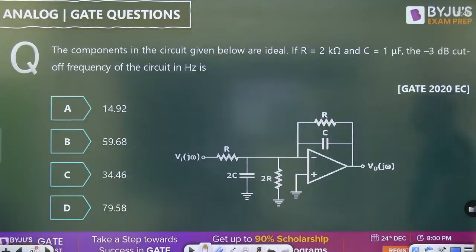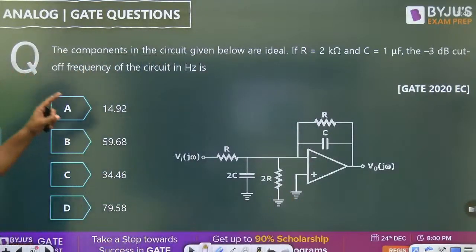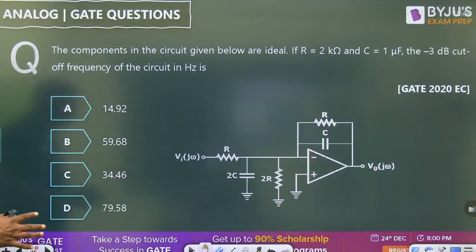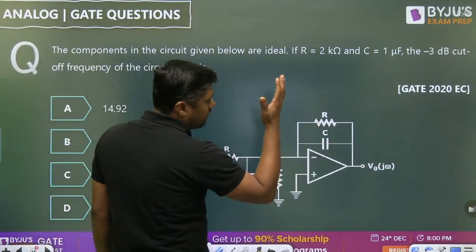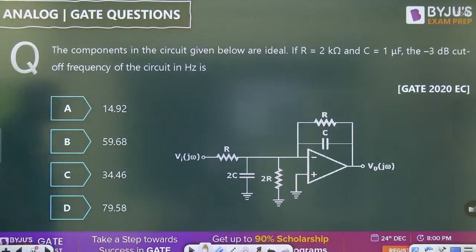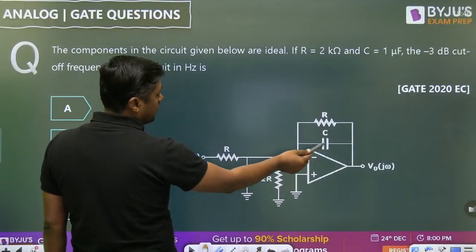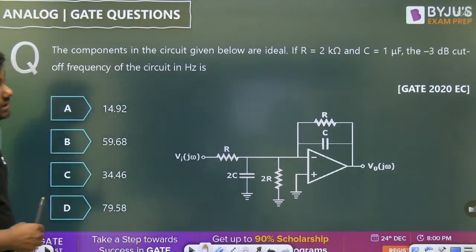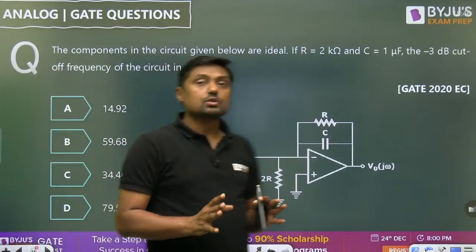Then operational amplifier. The components in the circuit given below are ideal. All the components are ideal, means capacitor is ideal, resistor is ideal, operational amplifier is ideal. If R is equal to 2 kilo ohm, this R is 2 kilo ohm, this R is 2 kilo ohm, C is 1 microfarad, this is 1 microfarad. The 3 dB cutoff frequency of the circuit in hertz.